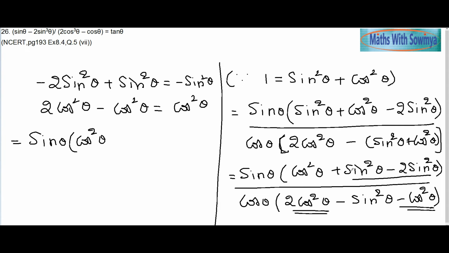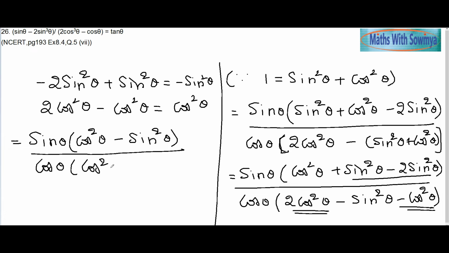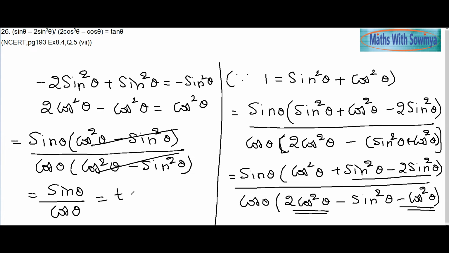Sin square theta, you will get minus sin square theta, because minus 2 sin square theta plus sin square theta will give you minus sin square theta. Cos theta as it is, 2 cos square theta minus cos square theta will give us cos square theta minus sin square theta. These two get cancelled. You are left with sin theta by cos theta, which is nothing but tan theta, our RHS.